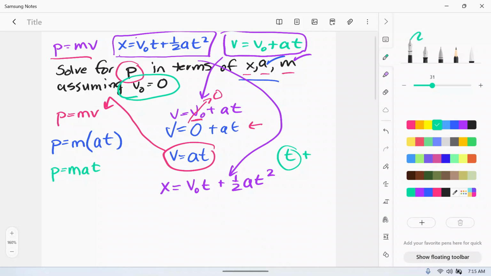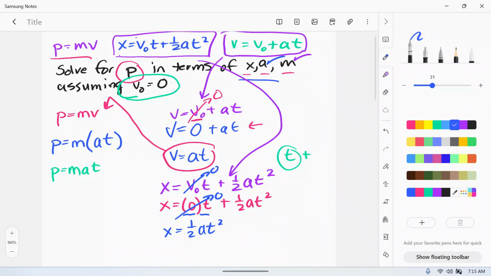So the other thing I know is that V0 is still 0. So here, V0 is 0. So if I was to show that 0 subbed in, I get 0 times t plus 1/2 a t squared. So this is what I was talking about. 0 times t is still 0. So this whole thing becomes 0. So I could have just right here, when V0 became 0, I could have just drawn that arrow with a 0, and then that term goes away. So x is equal to 1/2 a t squared.